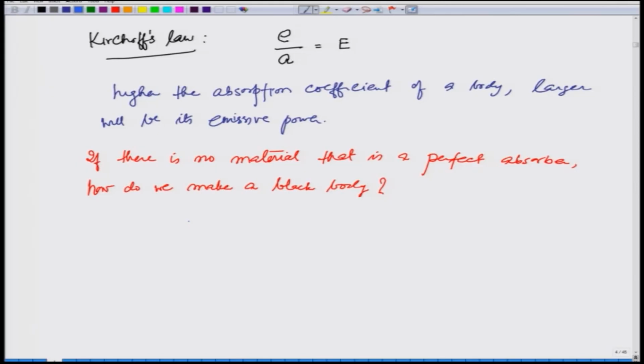So, the trick is you make a cavity, make a small hole in it and let radiation go in from here. On the back side of the cavity, you put a zigzag wall, so that the radiation that comes in goes in arbitrary direction.